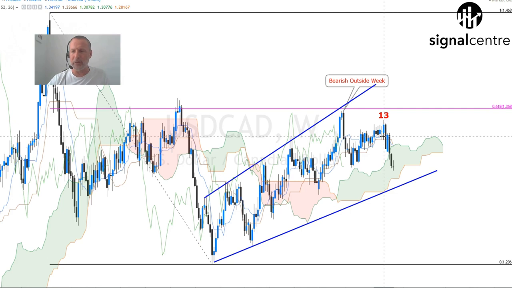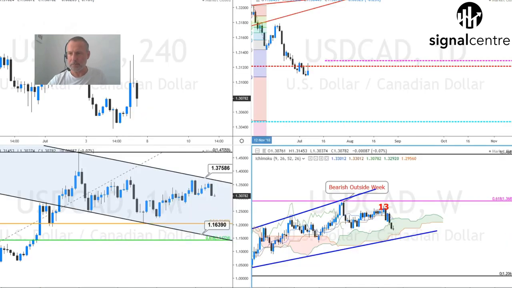Now, the weekly chart did post a doji style candle, so that highlights indecision. However, there's nothing really in the way of reversal formations to suggest that the long-term bias is not still to the downside. And in fact, if we look at this formation, that looks like an expanding wedge formation again. So that's got a long-term bias to break to the downside.